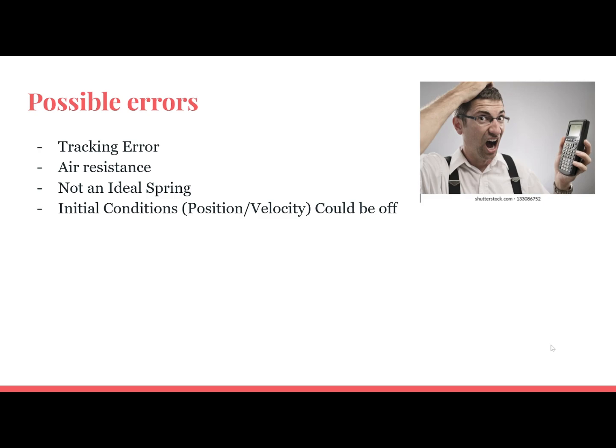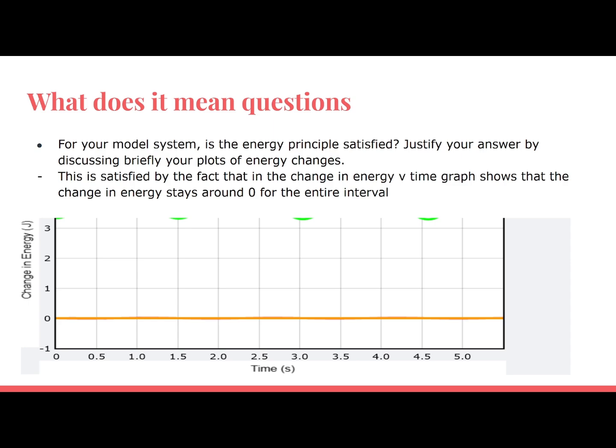Okay, possible errors. Possible errors could involve the tracking part. There could be slight tracking errors within the time frame. Air resistance was not included in this. It likely is not that much, but it still could have caused a little bit of error. The spring was assumed to be ideal, but in a real system it's not going to be ideal, so that is one other source of error. And then the main thing was probably that the initial conditions were slightly off, so the position or the velocity could have been off.